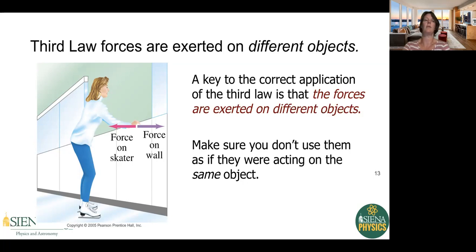Here's an example where this girl is ice skating, and she goes up to the wall and pushes off the wall. She's exerting a force on the wall, but the wall is also exerting a force on her. So you can see third law pairs aren't exerted on the same object. There are two different objects: the wall on the girl and the girl on the wall, right? So that's how you can tell the difference between, say, third law pairs and second law pairs.